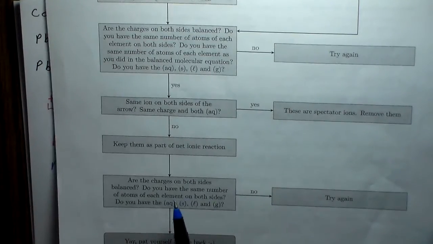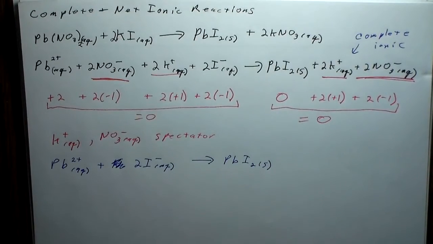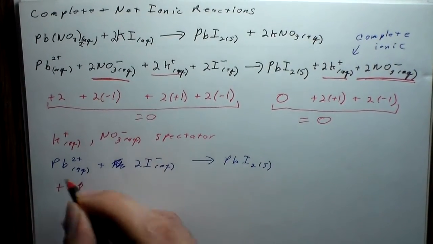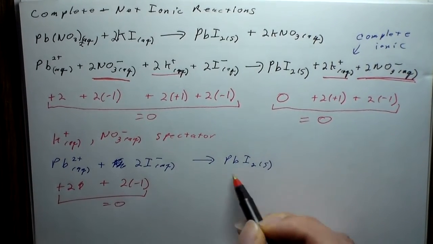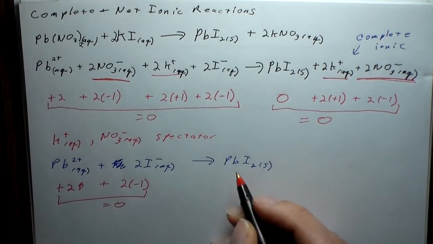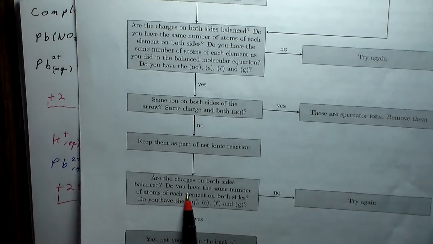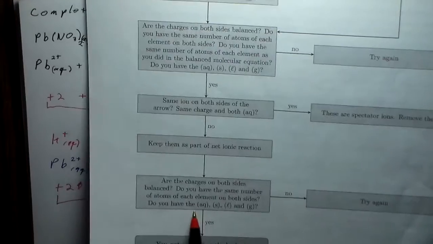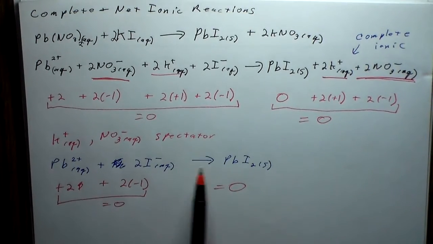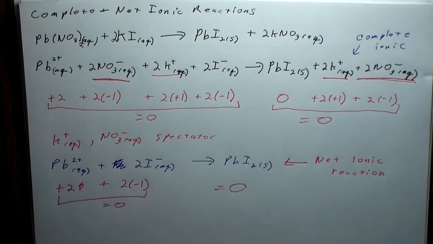So now, again, to check that we've done this correctly, are the charges on both sides balanced? That's going to be here, plus 2 times 1, plus 2 times a minus 1. That's, of course, going to equal 0. And this whole thing, if there's no charge on that, that's just equal to 0 as well. So 0, 0, that's happy. Do I have the same number of atoms of each element on both sides? I have 1 lead, 2 iodides, yes. Do I have all my little aqueous and solid labels on there? Aqueous, aqueous, and solid. Okay, so at this point, this is what we refer to as the net ionic reaction. That is your net ionic reaction.